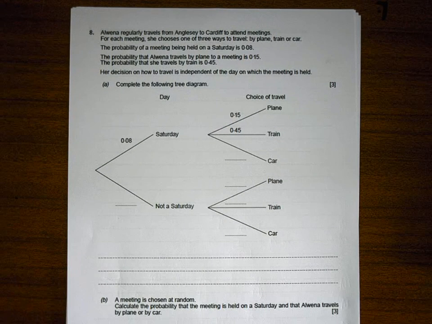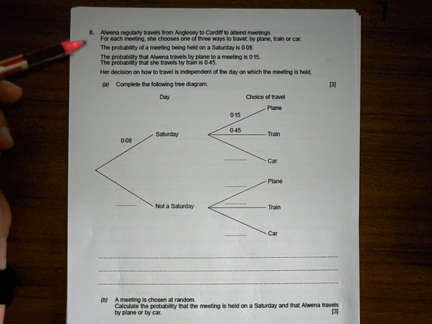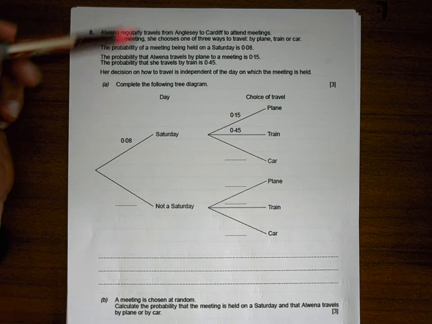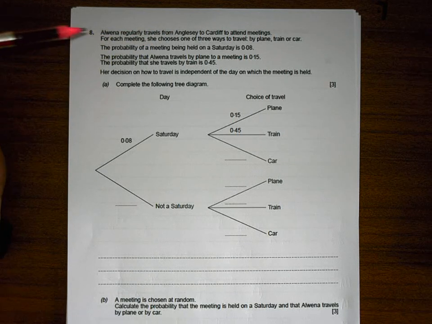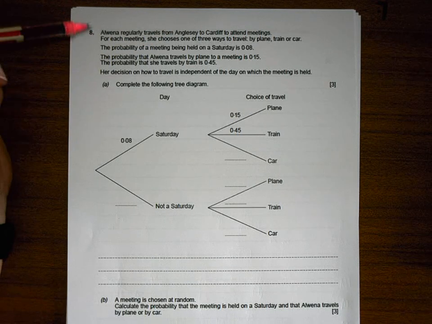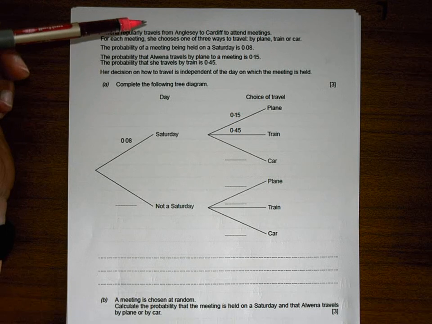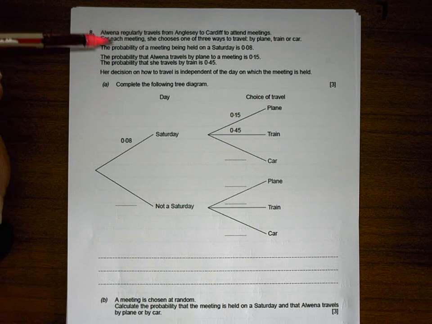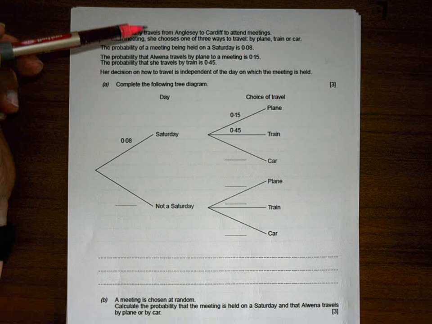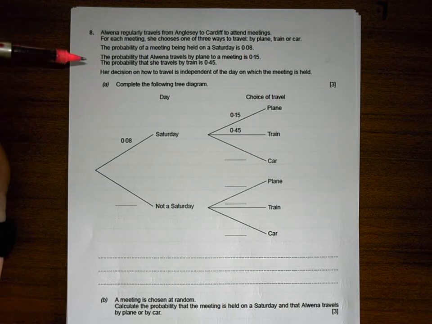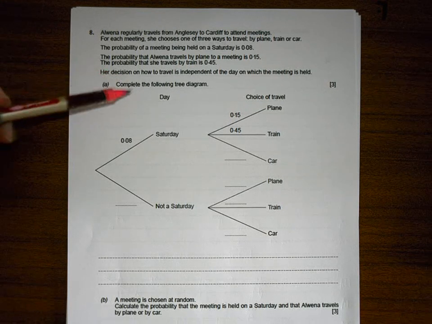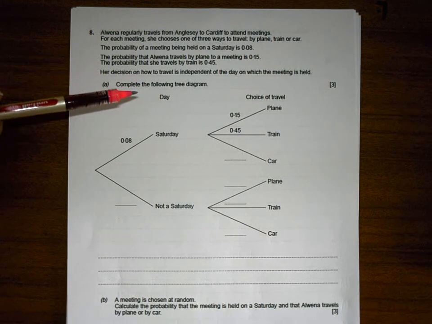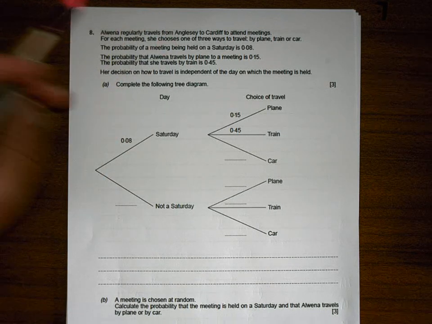Question 8, probability tree. So Alwena regularly travels from Anglesey to Cardiff to attend meetings. For each meeting, she chooses one of 3 ways to travel: plane, train or car. The probability of a meeting being held on a Saturday is 0.08. The probability that Alwena travels by plane is 0.15. The probability she travels by train is 0.45. Her decision on how to travel is independent of the day in which the meeting is held, so there's no relationship between the two. Complete the following tree diagram.